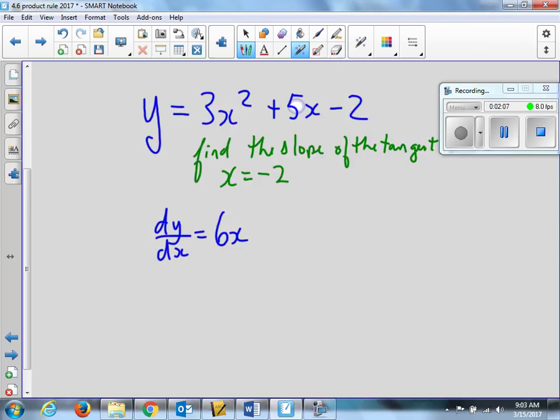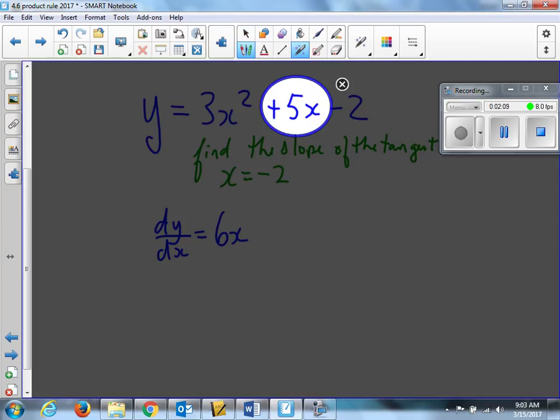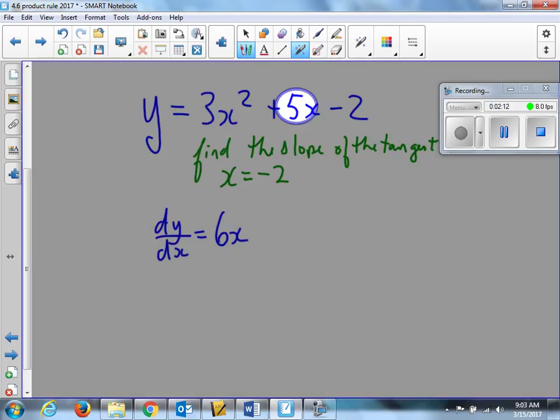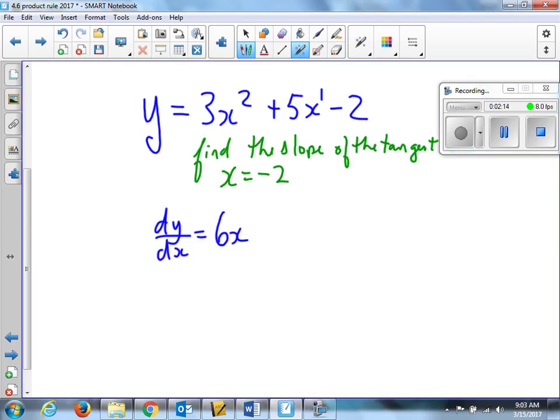Likewise, there's plus 5x. What's the derivative of 5x? I think of it as x to the 1, because then I say 1 times 5 is 5. X to the 0 is 1. It doesn't zero out, but the x is gone. So, 5.